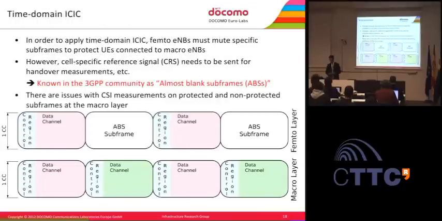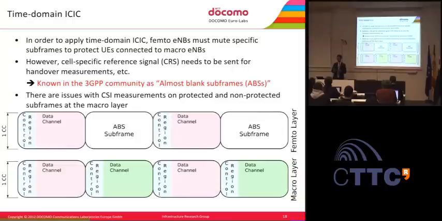And then, as I've already mentioned, you have time domain ICIC. In the 3GPP community, this is known as almost blank subframes, or ABS. And it's very simple. You just blank a certain set of the subframes in the time domain, and these subframes are then protected on the macro layer. But then there's an issue.